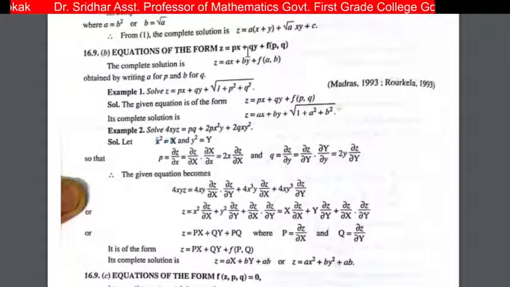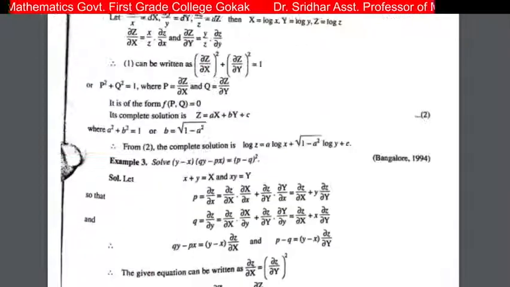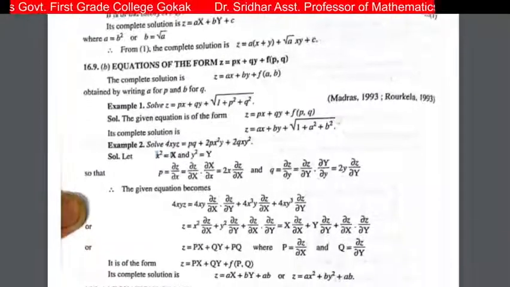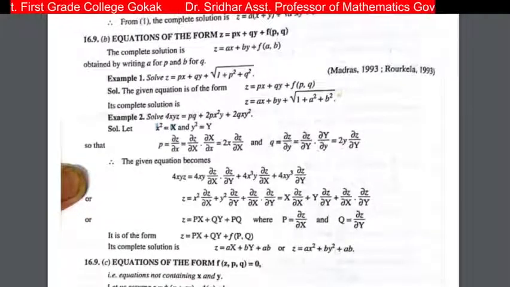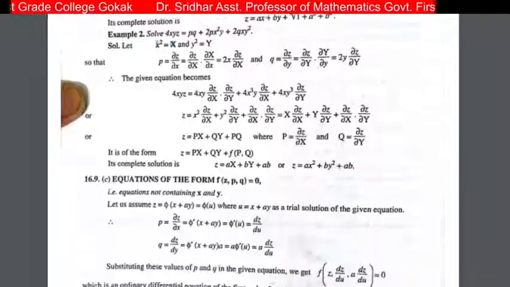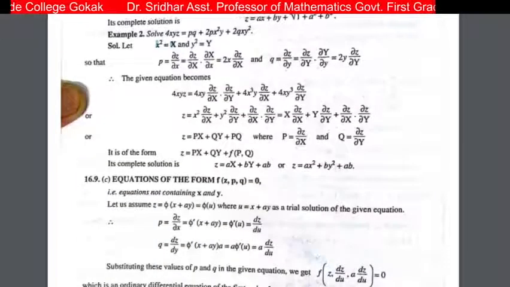So this is how we solve this equation. It is of the form z equals px plus qy plus f of pq. So this is the second form of the nonlinear equation. Next we have another form, that is f of z, p, q equal to 0.